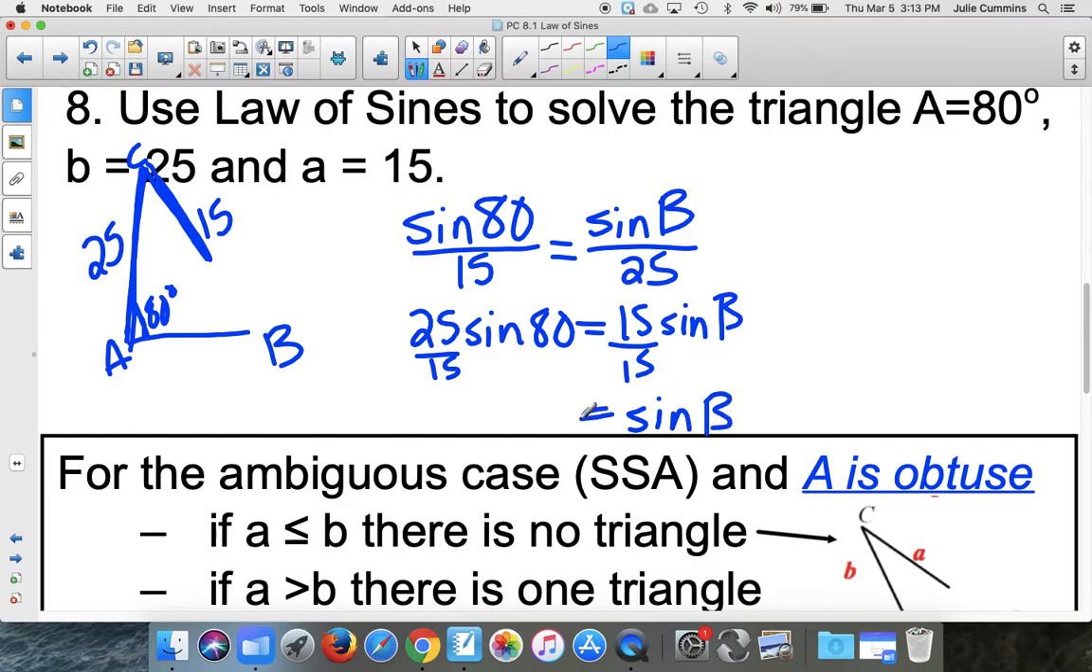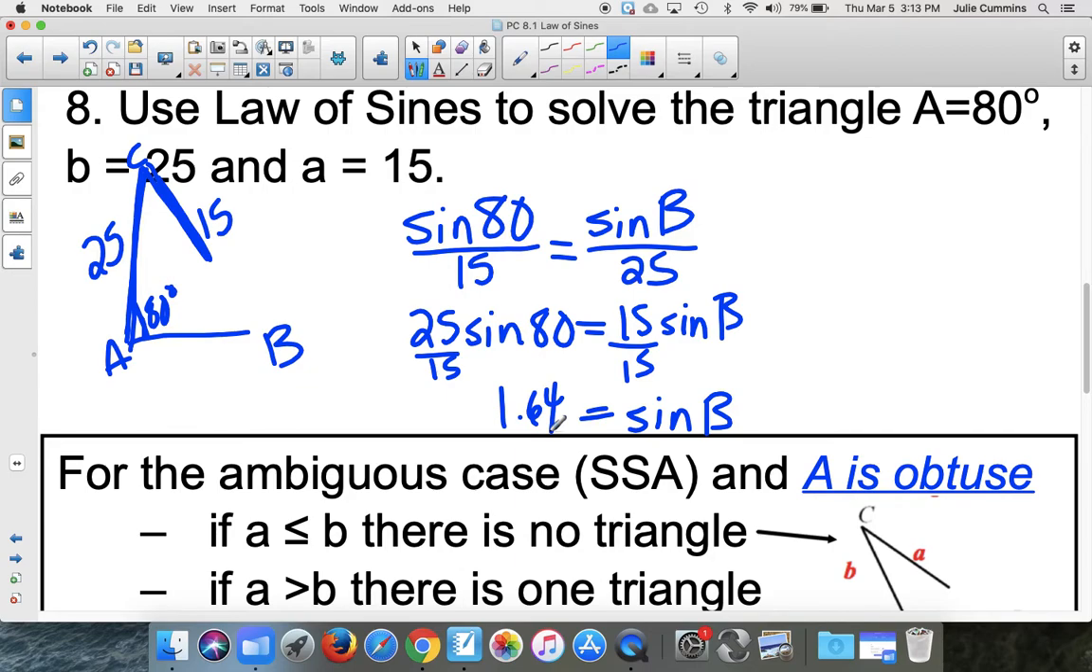Right, and then you put all this in your calculator. I'm going to go ahead and do that real quick. 25 over 15 times the sine of 80. I'm in degree mode. And I would get 1.64. And then to solve for B, you have to take the inverse sine. So then you go to your calculator and you say inverse sine of that thing. And your calculator says error, domain error.